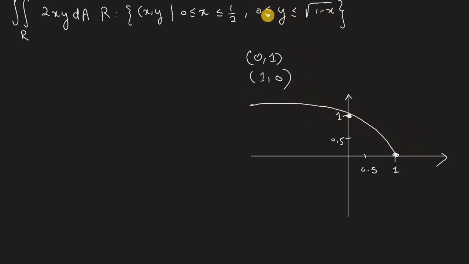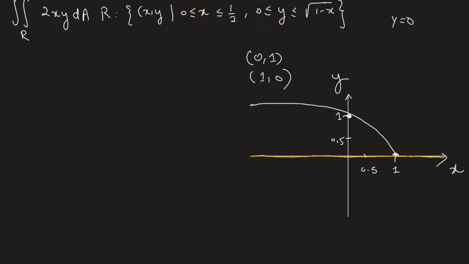Okay, and then y equals 0. So here we have the next function, which is y equals 0, which is nothing but simply a horizontal line over the x-axis. Okay, so this is y equals 0.